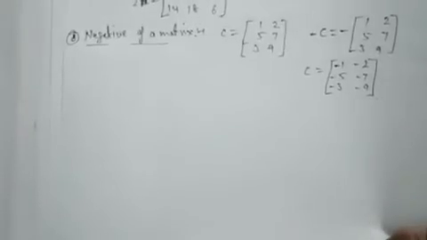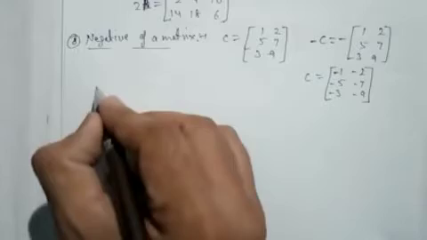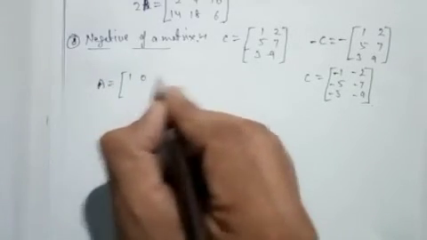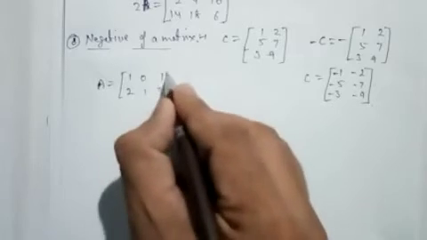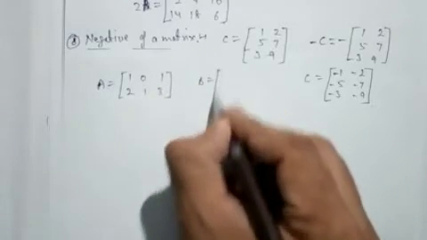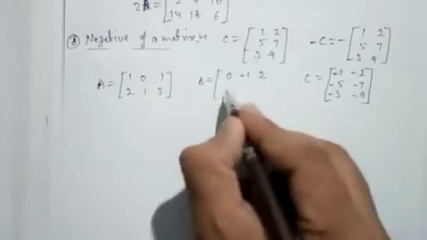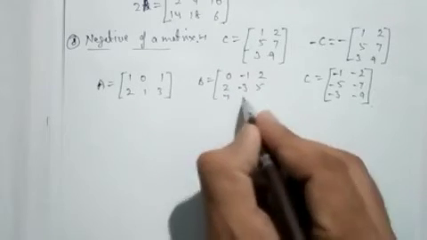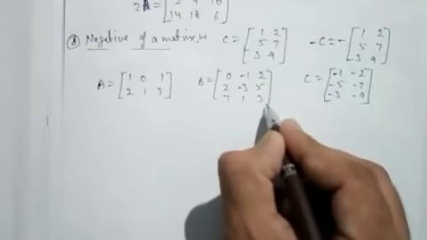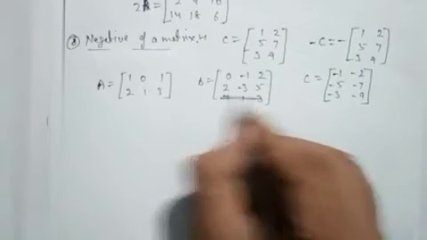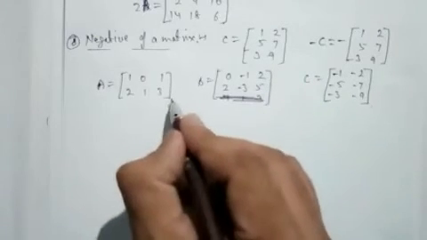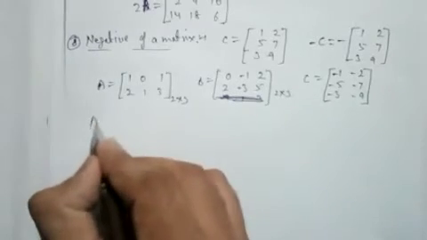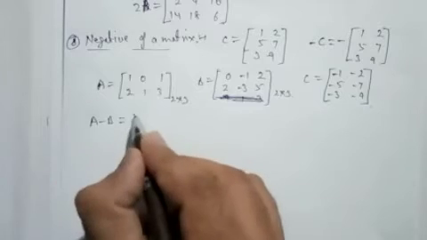So by this property, if we would like to subtract two matrices, A matrix is 1 0 1 2 1 3, B matrix is 0 minus 1 2 2 minus 3 5. So this is a 2 cross 3 matrix. This is also a 2 cross 3 matrix. We would like to find A minus B.